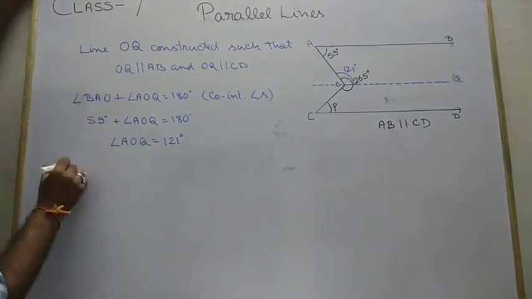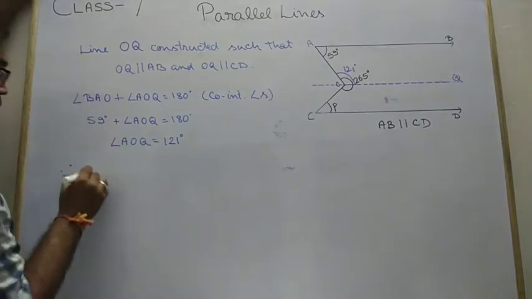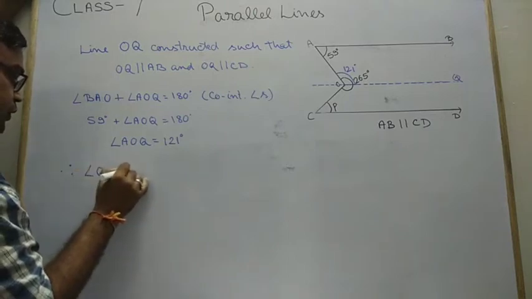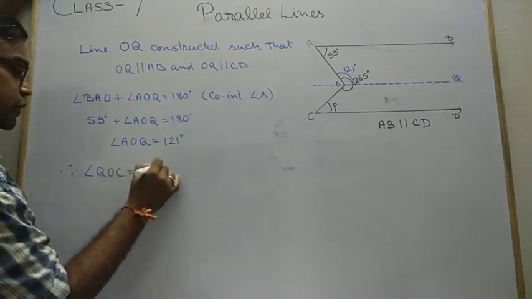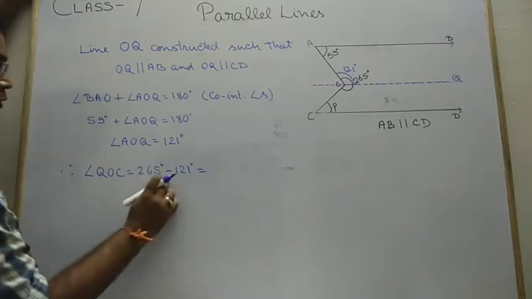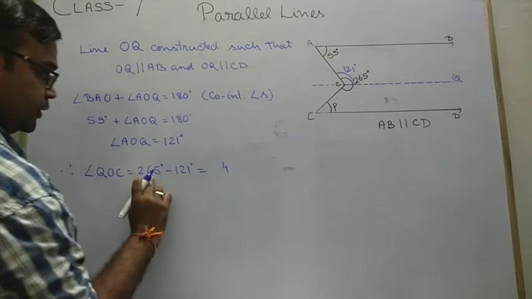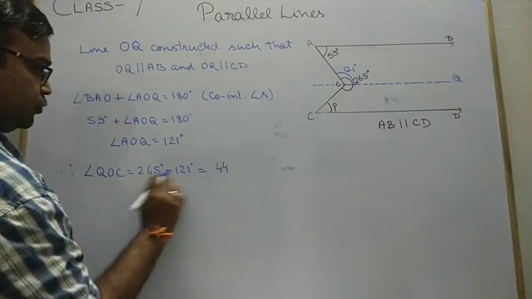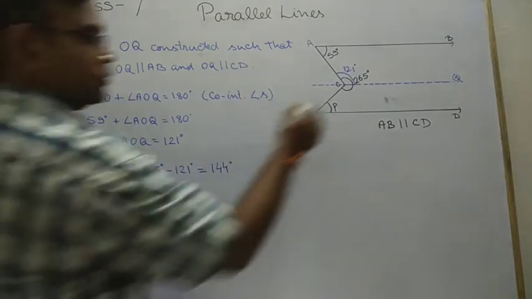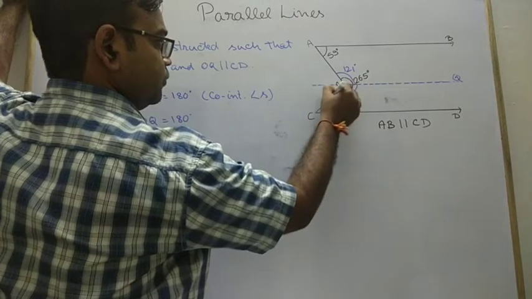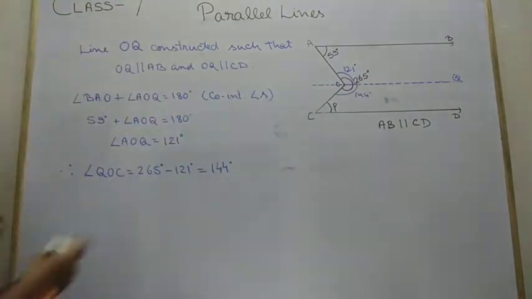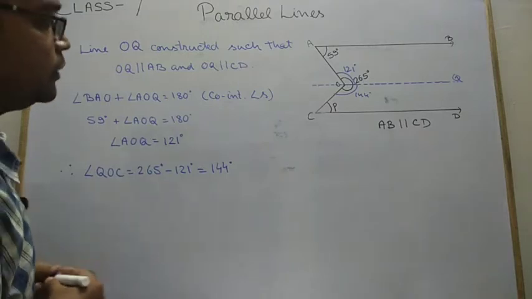So we can write, therefore, angle QOC equals 265 degrees minus 121 degrees, that is 5 minus 1 is 4, 6 minus 2 is 4, 2 minus 1 is 1, 144 degrees. So the value of this part is 144 degrees. So we can easily find out the value of P right now.